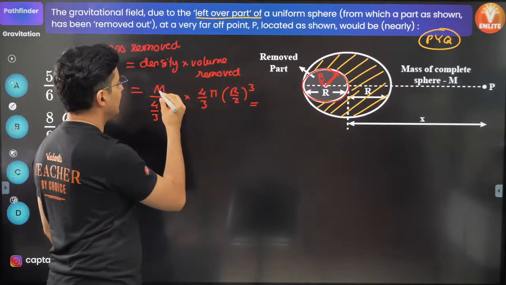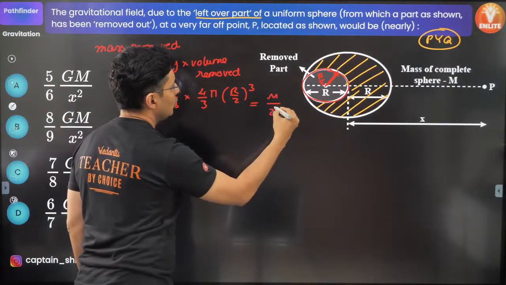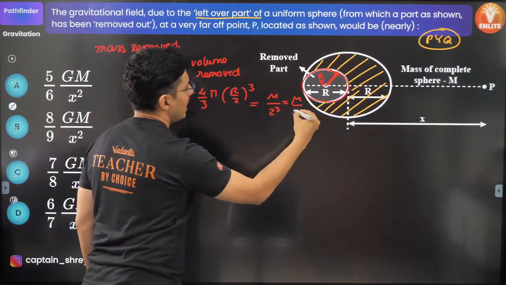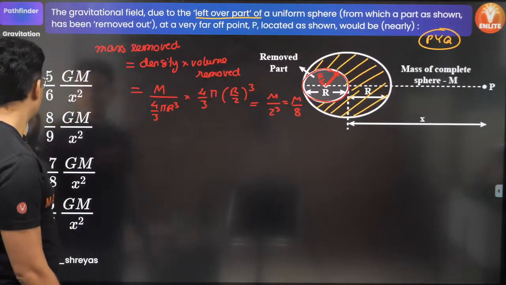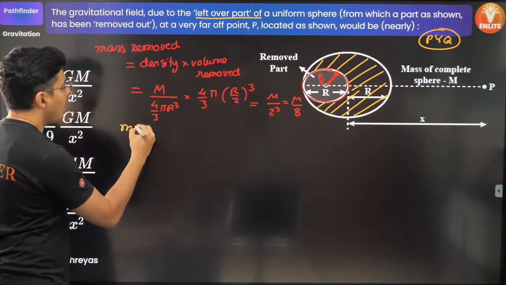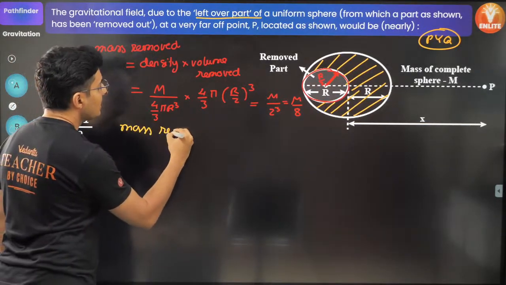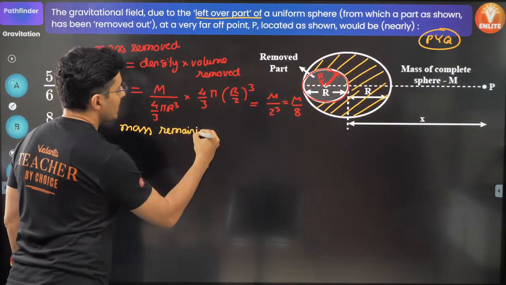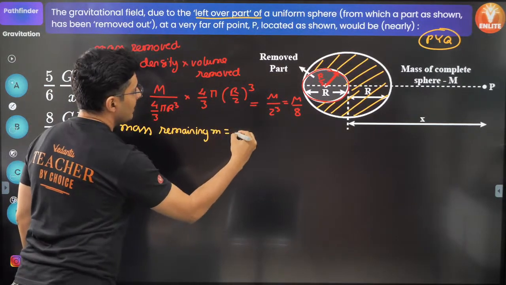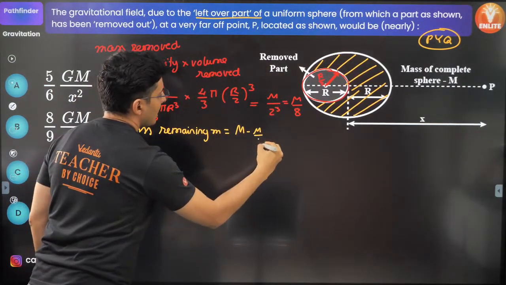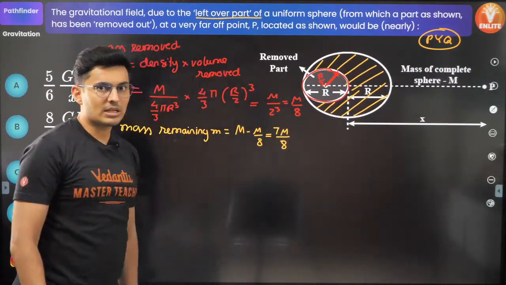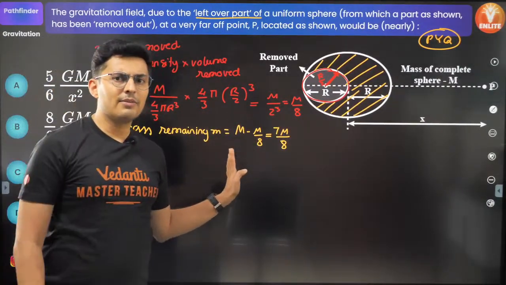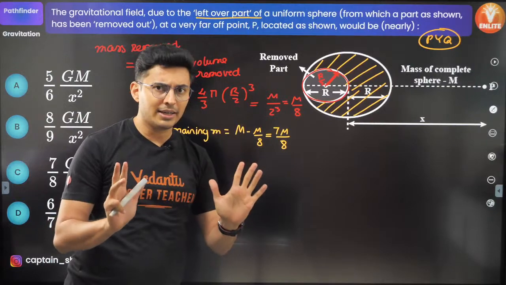I will be just left with m by 2 cube, which is just m by 8. So m by 8 is removed. So hence, I would say the mass remaining, small m, will be m minus m by 8, which is 7m by 8. That's what I got till here. Everybody fine? Give me a thumbs up if you guys have got it.